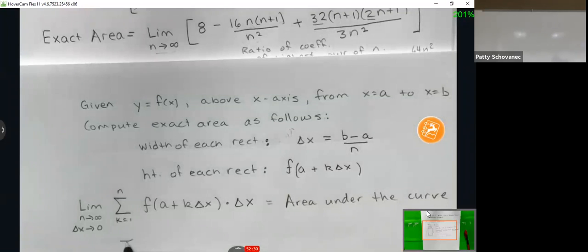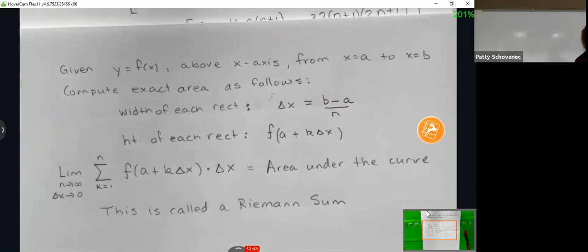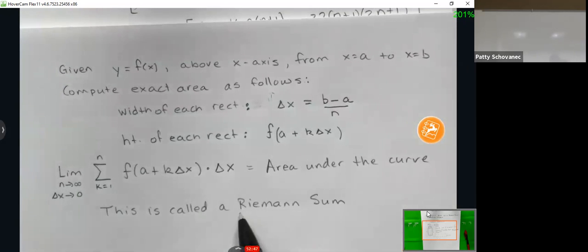That special kind of sum gives us the exact area, and this sum is called a Riemann sum. So when we're doing a right sum, we're making a Riemann sum. When we're doing a left sum, we're doing a Riemann sum. We're going to take the limit as n goes to infinity to get us that exact area.